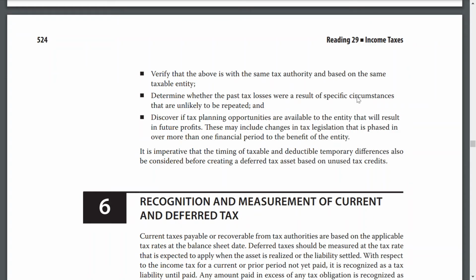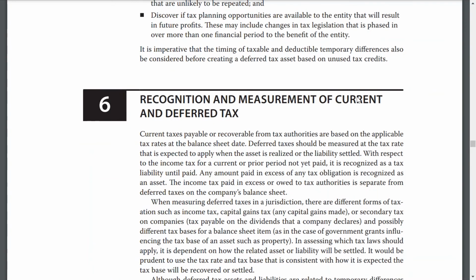Determine whether the past tax losses were a result of specific circumstances or are likely to be repeated, and discover if tax planning opportunities are available to the entity that will result in future profit. These may include changes in tax legislation that is phased in over more than one financial period to the benefit of the entity. It is important that the timing of taxable and deductible temporary differences also be considered before creating a deferred tax asset based on unused tax credits.